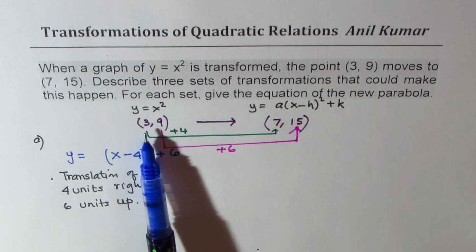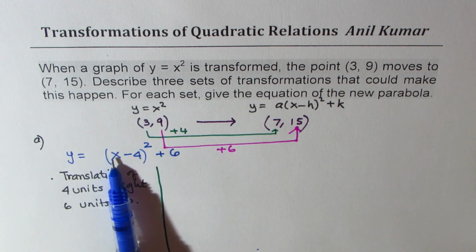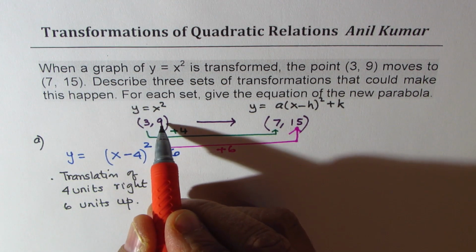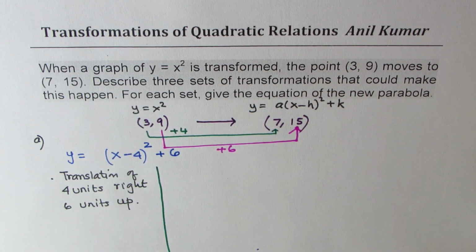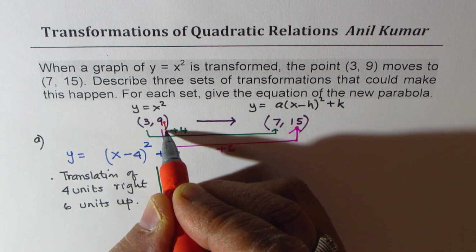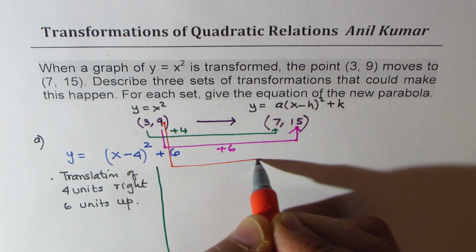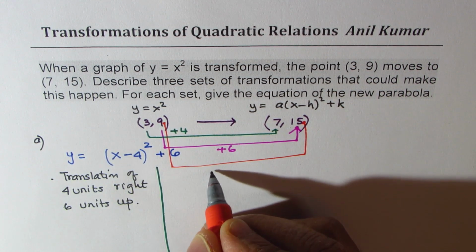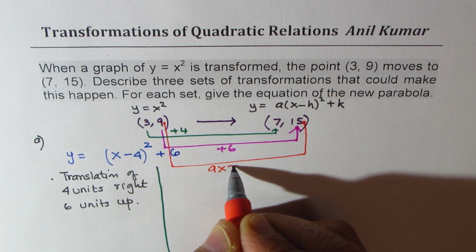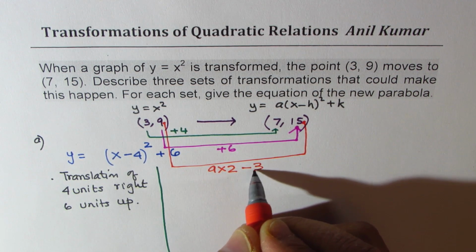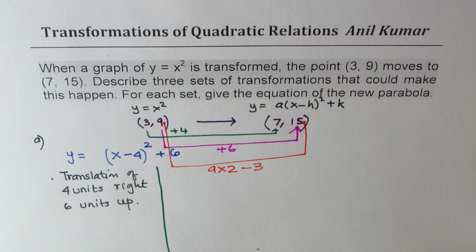So we will maintain this option as such. For the x, we'll keep x minus 4. But now we'll look into different ways of getting the y value from 9 to 15. Now how could that happen? So now let's talk about one more option. We are going from 9 to 15, and one way could be we could do 9 times 2, which is 18, and from 18 we could take away 3. So that could be one possibility.